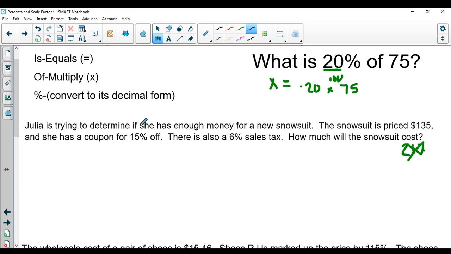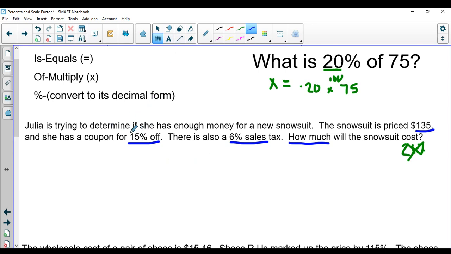So we're going to go through a couple examples. I'm going to show you how to do this. Let's start with the first one. Julia is trying to determine if she has enough money for a new snowsuit. The snowsuit is priced at $135, and she has a coupon for 15% off. There is also a 6% sales tax. How much will the snowsuit cost?